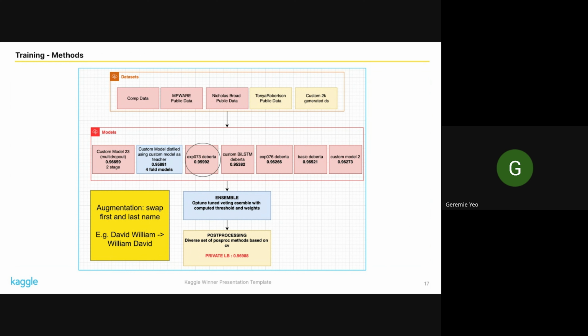This experiment 73 is an augmentation technique which proved to be effective. It's swapping, which is to swap the first and last name. This was contributed by Yevgeny. Next slide.